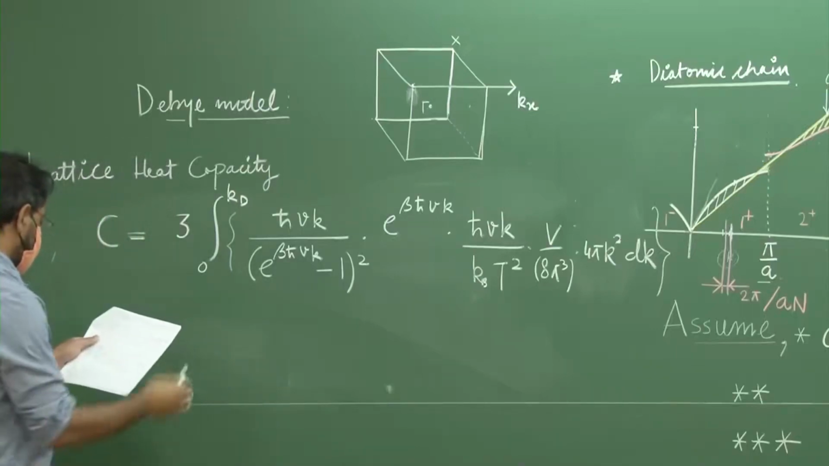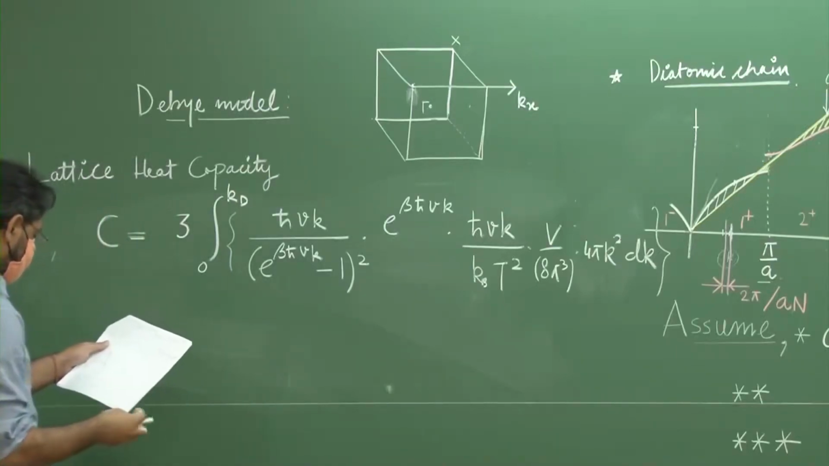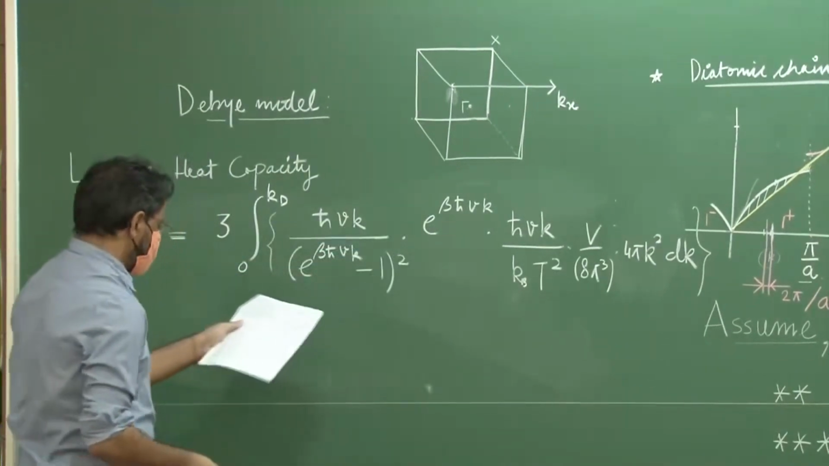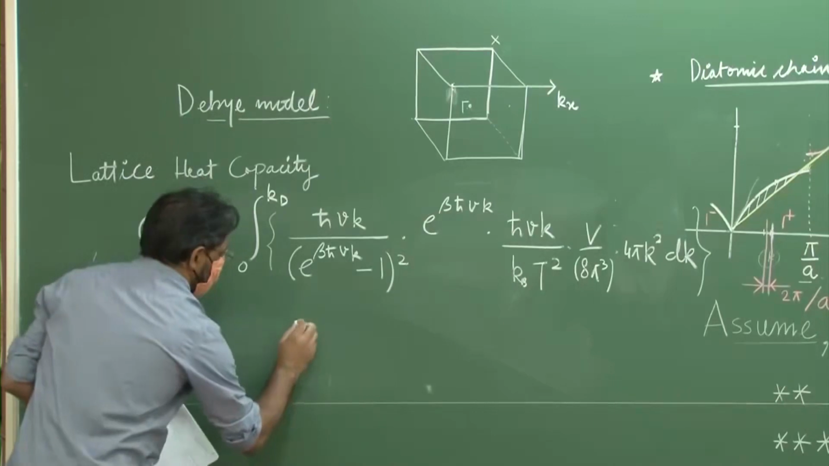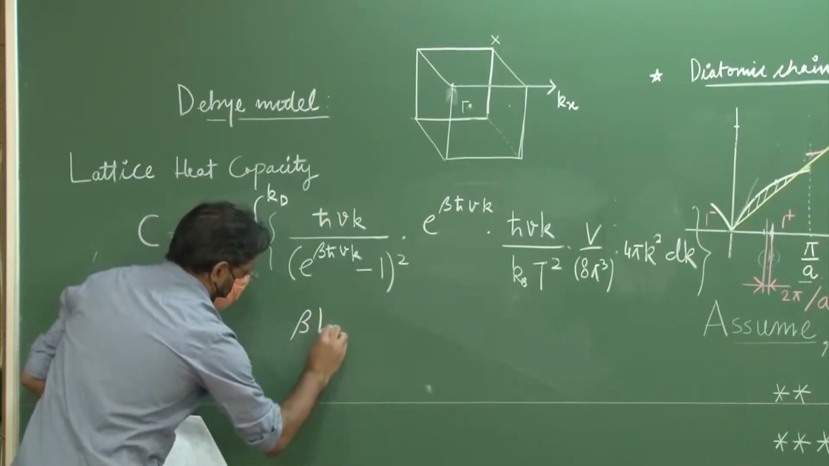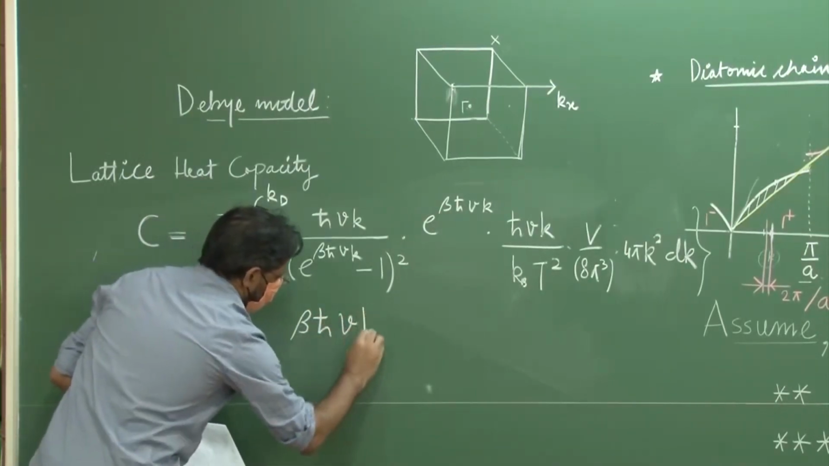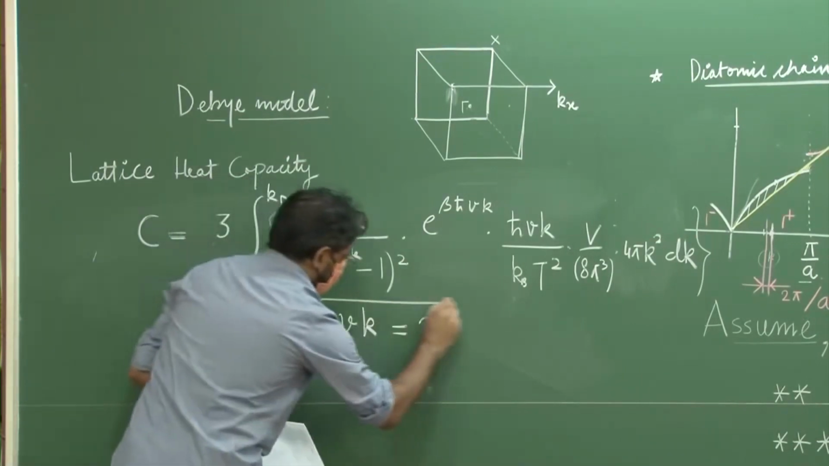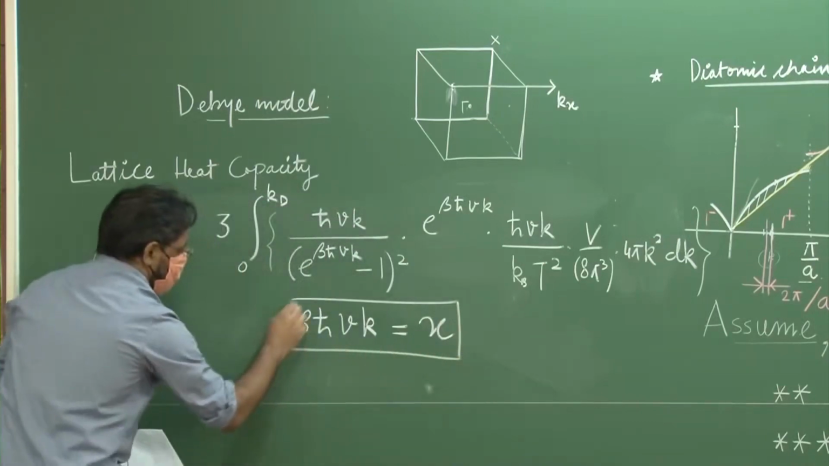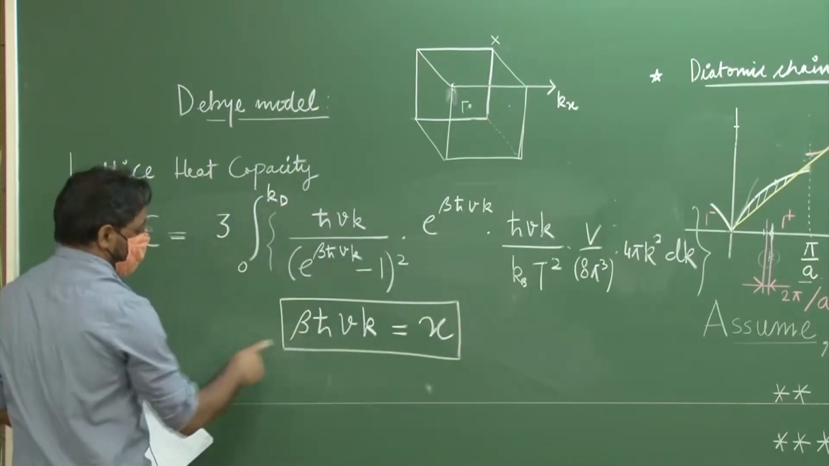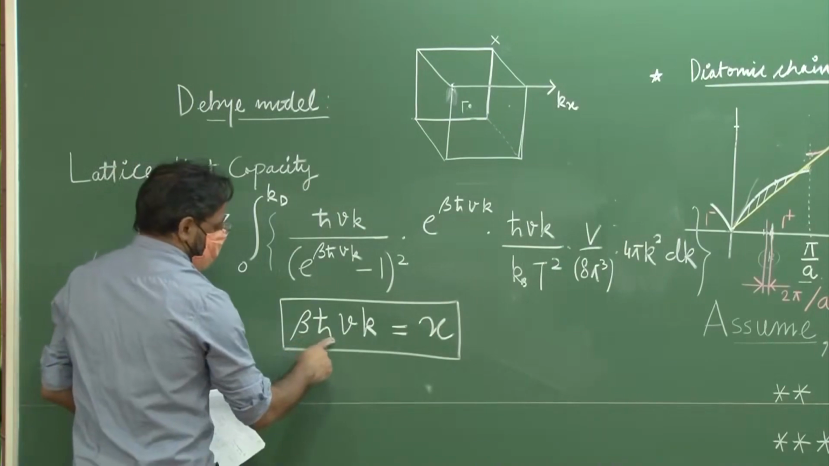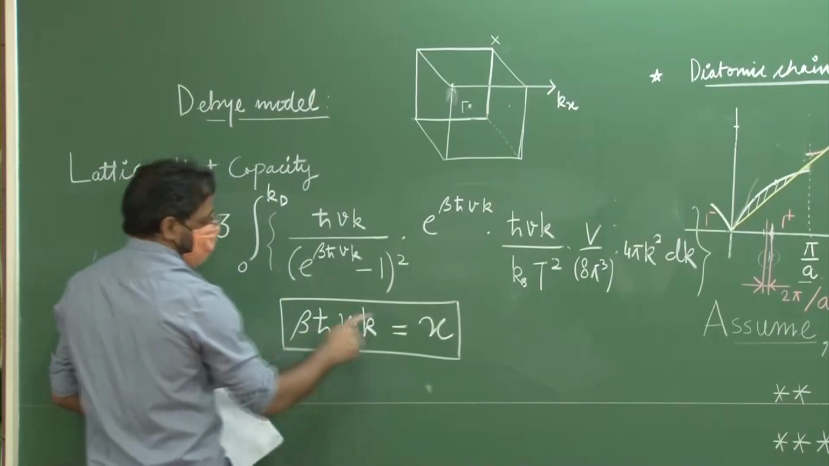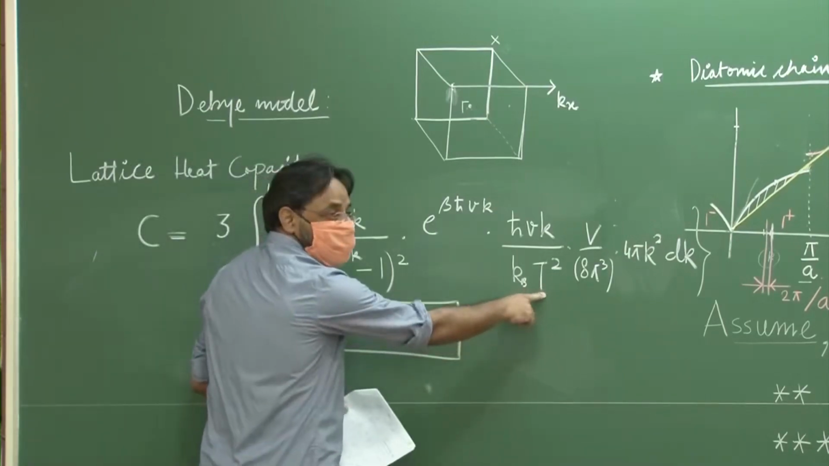Okay, and if you solve it further, you should simplify it further, and then you make one more change. You take beta h bar v k to be x. But do it at home because it's important. So you are changing the variable. So here you will get x, and then you also have to take care of T. You have to write T in terms of x, right?